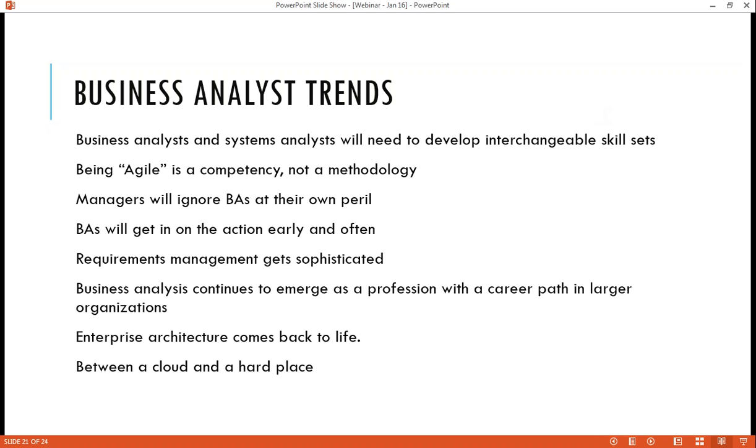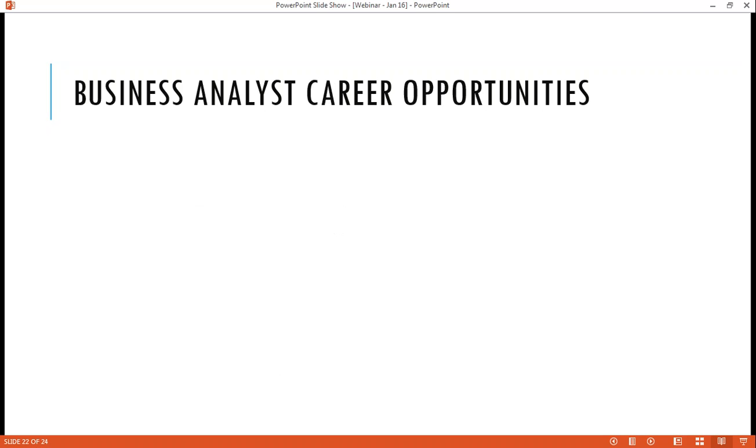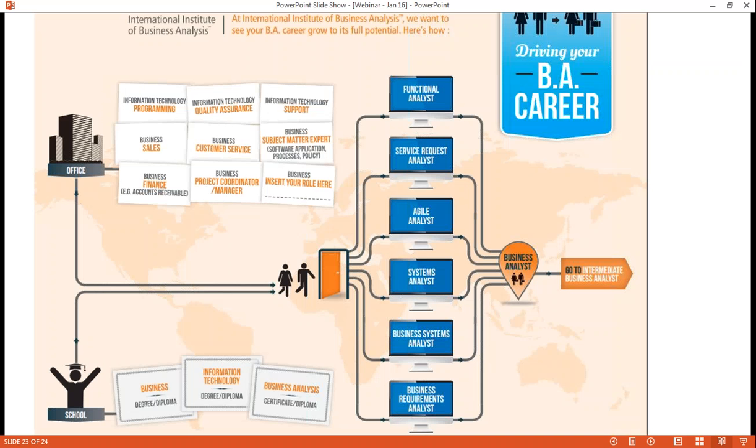Let's look at what else we got here. Okay, so what are the career opportunities for BAs? This diagram will actually help you see what it is for the career of a BA. Once you become a BA, there are many avenues which open up for you. You can become a functional analyst, or you can become a service request analyst. You can also become an agile analyst, or systems analyst, or a business systems analyst, or a requirements analyst.